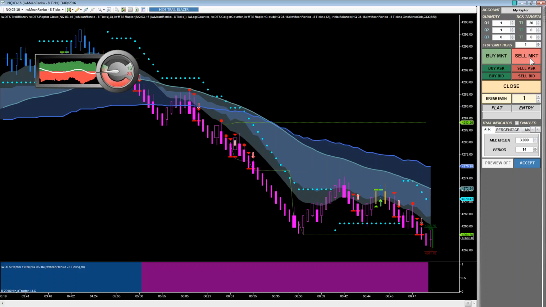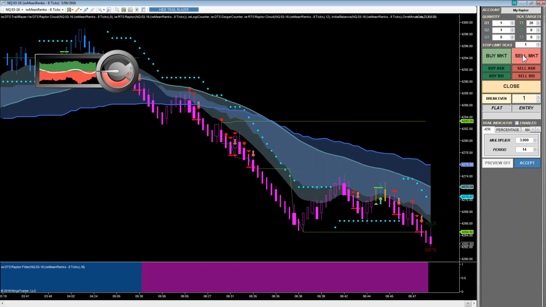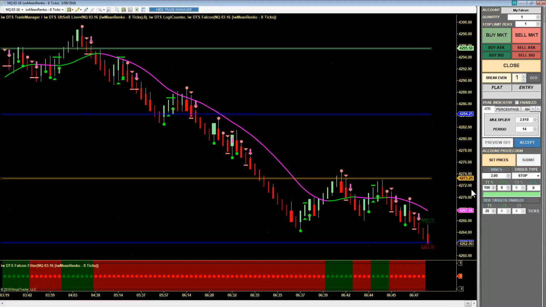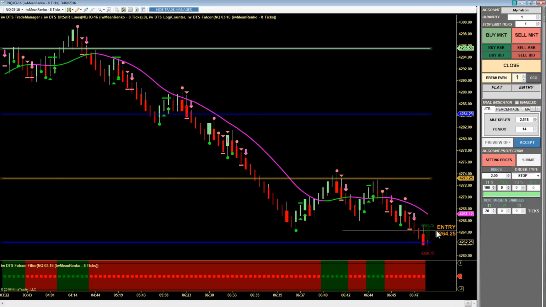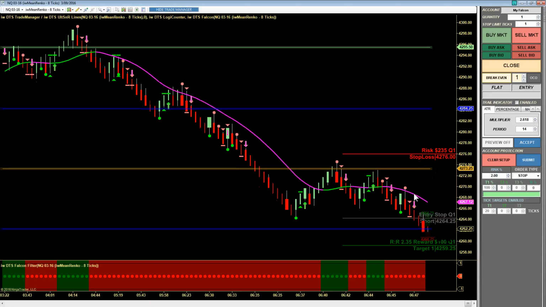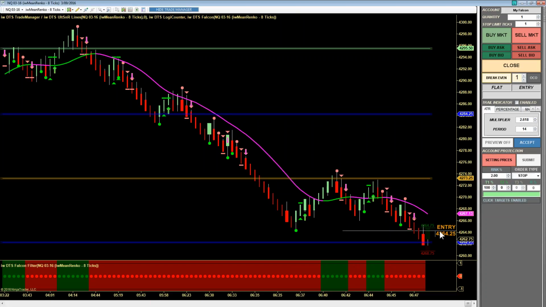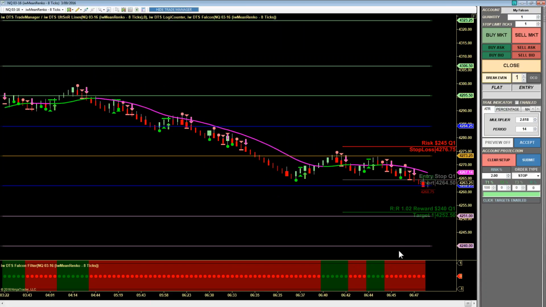The main difference between the Trailblazer and the Trade Manager is the Trailblazer has been designed to be a one-click system. So let's say we're generating a sell signal and I want to take advantage of that sell signal. Rather than have to go to the Trade Manager where I hit my set prices, I click for my entry, I click for my stop loss. I can preset my targets, or I can even click for my target. So enter, stop loss, profit target. Then I have to hit the submit button. So there's a couple more steps.